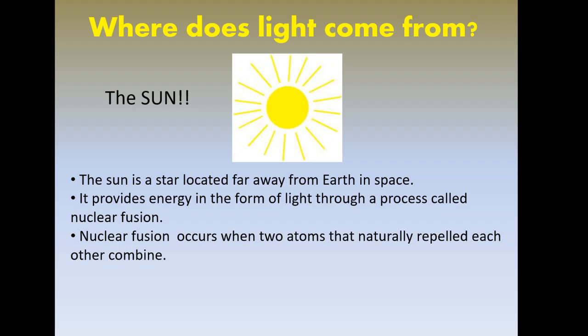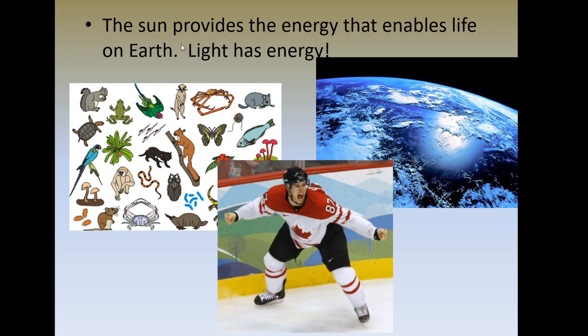Nuclear fusion occurs when two atoms that naturally repel each other combine. So it's two of them coming together, and the energy that is released, because they hit each other at a huge speed, comes off and we get light, and we can also get heat as well. And so the sun provides energy that enables life on Earth.